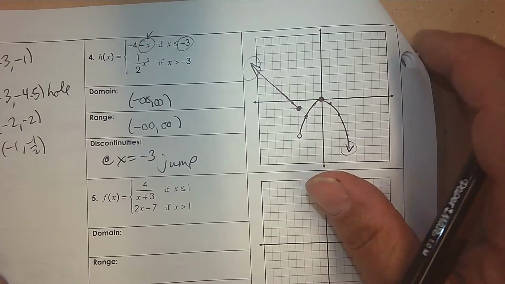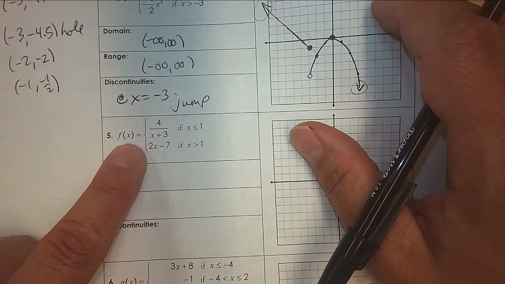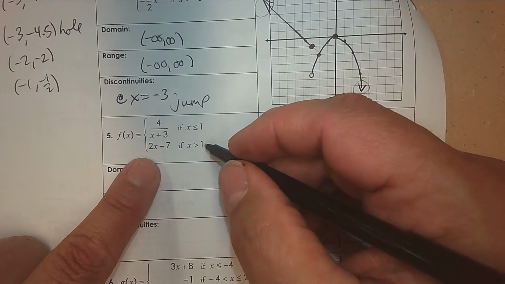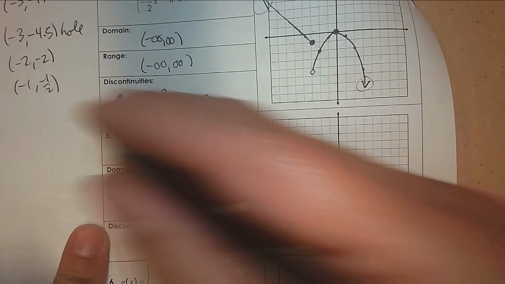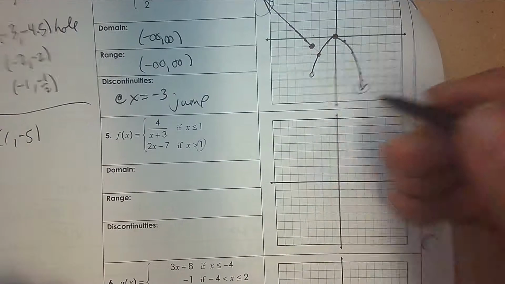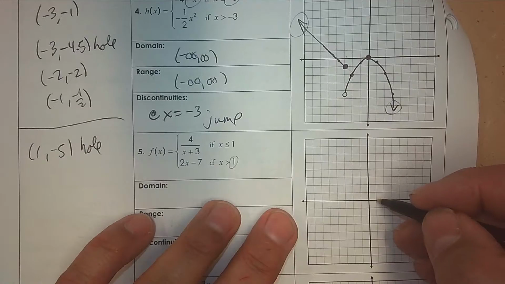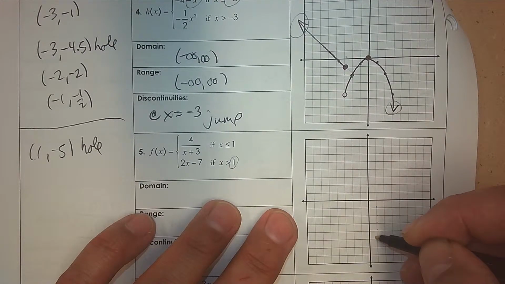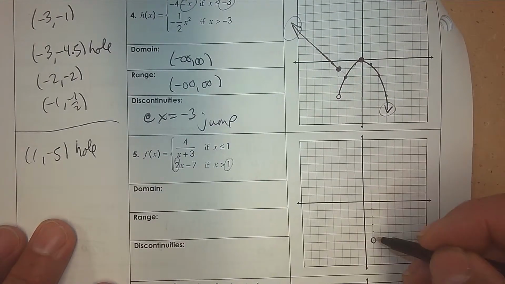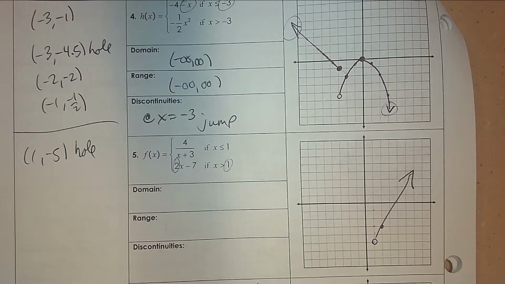Number 5. The top piece is a rational function. Might have an asymptote in there. The bottom piece is a line. So let's start with the bottom piece because it's a little easier. So when I plug in 1, the answer is -5. And it's a hole. So at 1 and -5, I have a hole. And there's a line from there. The slope of that line is up 2 and to the right 1. And then I just draw my line going to the right, doing that.